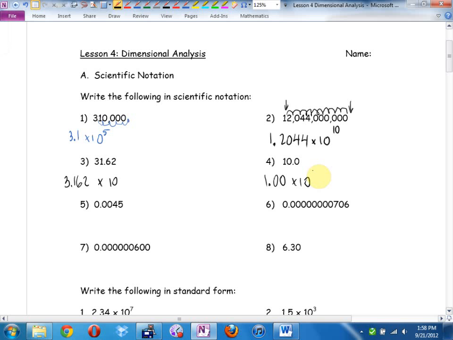And again, let me clarify, I would never write this in scientific notation unless they made me. 1, 2, 3, 4 characters to type that in. Forget it. That's dumb.